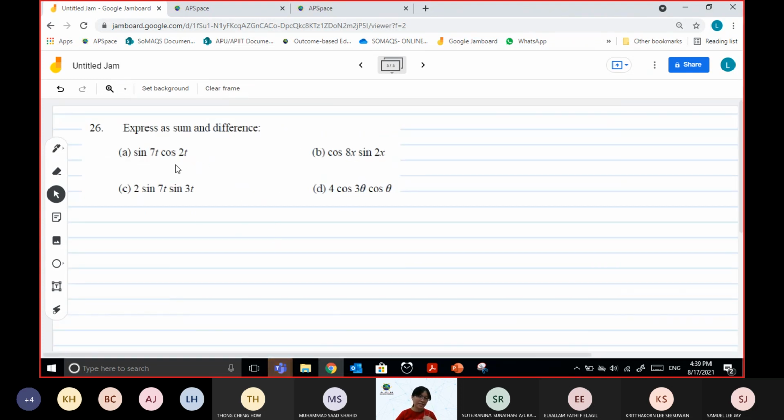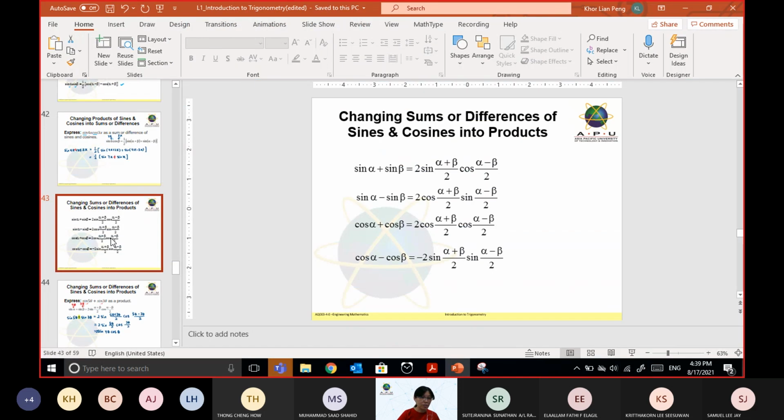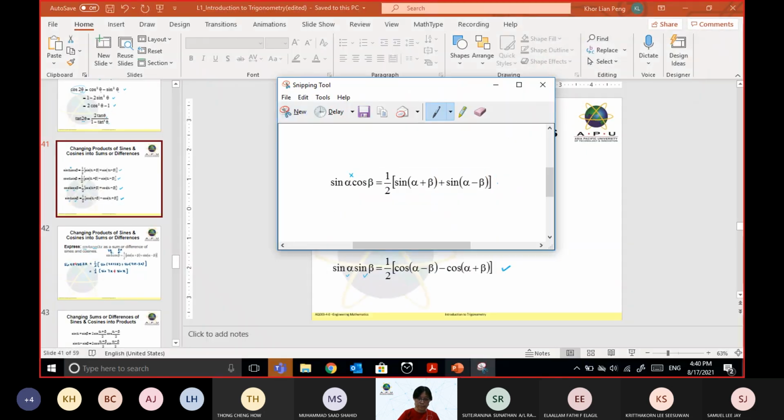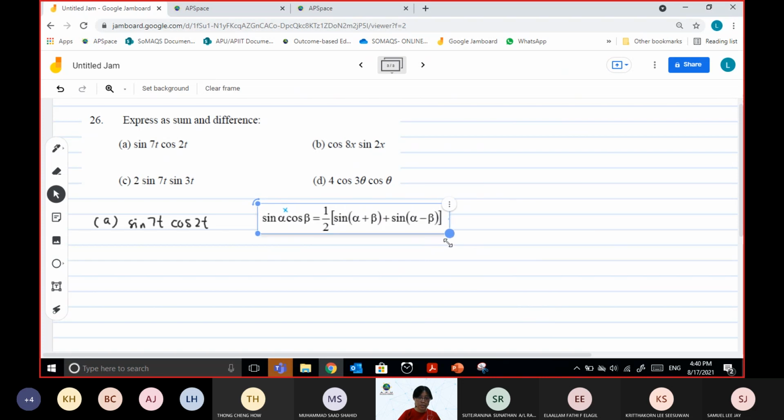Next one is the opposite. You have a product of sine and cos, then you have to express it as a sum and difference. The first one is very straightforward: sine 7t cos 2t. Since this involves the product of sine and cos, if you refer to here, product of sine and cos, which is the first formula, you can use it to put it as a sum or difference.